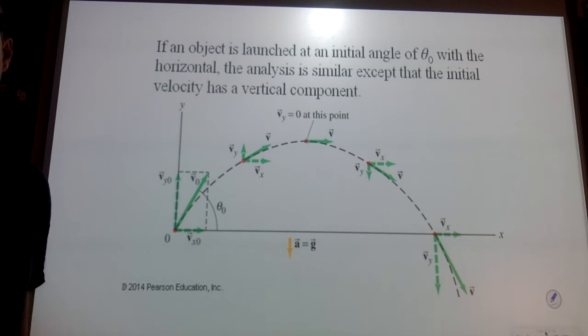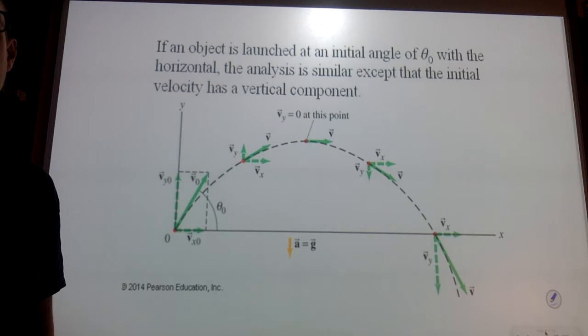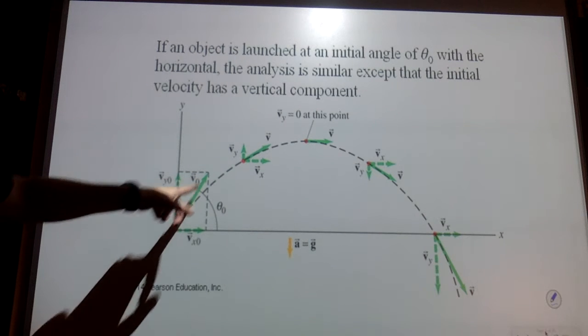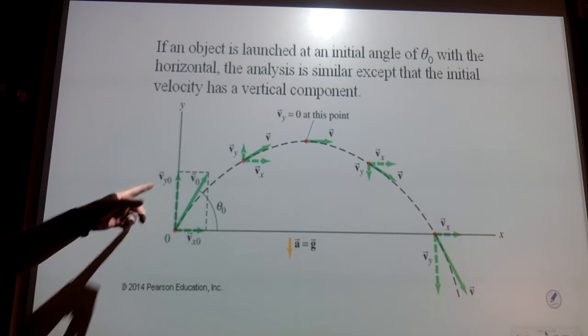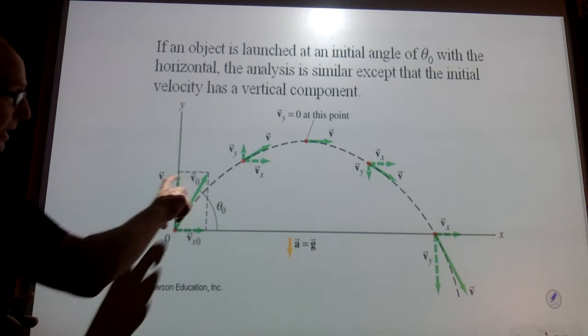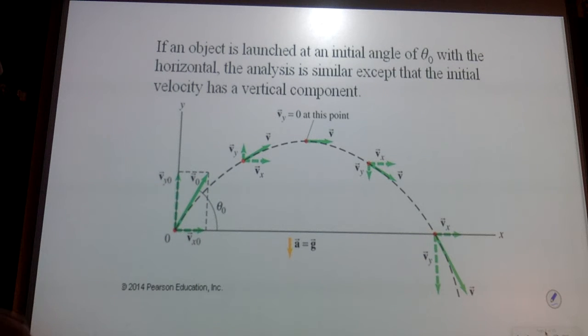If you're launching at an angle, the only thing different is that you have a velocity in the Y direction to start with. And so we would look at the components. This dark green arrow is our actual velocity. This is our component Vy naught and Vx naught, and these two together would make up that one. This would be the resultant of those two. So these would be the components.